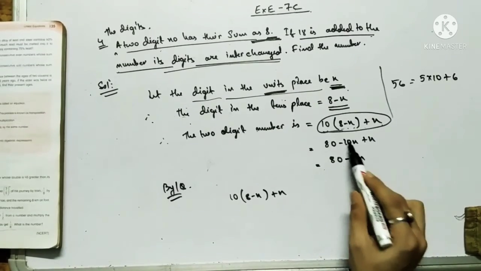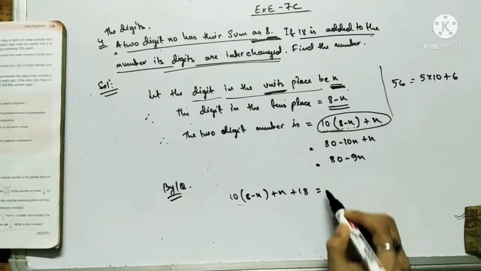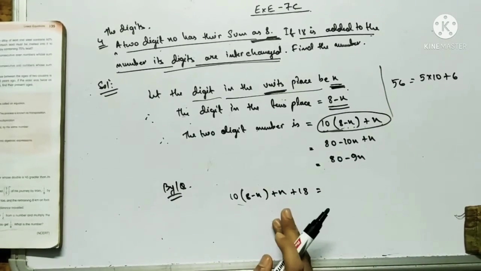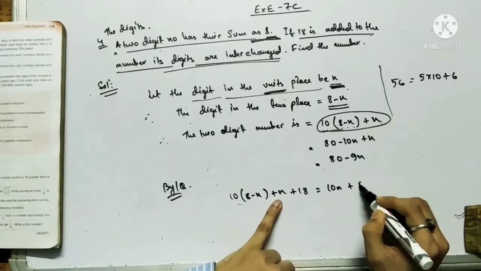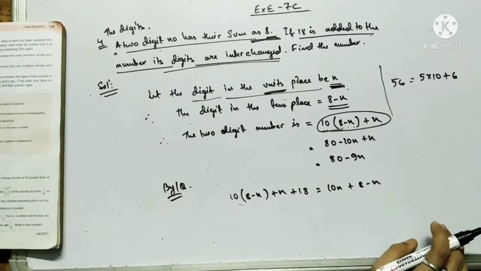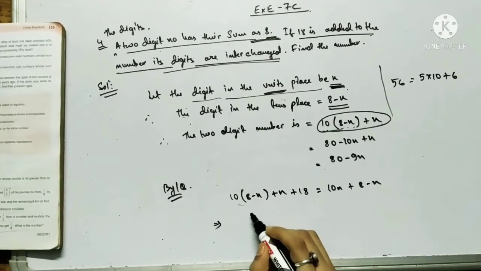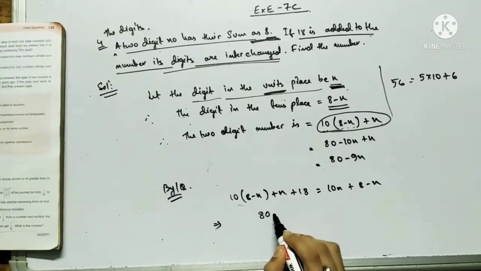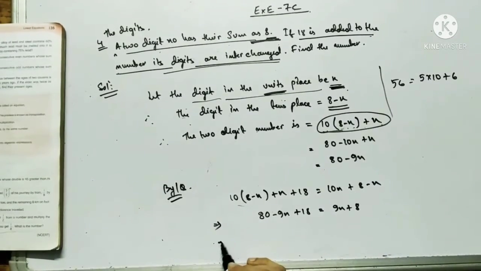Okay, so I have solved it. This is the two-digit number, and if I add 18 to it, the digits of the number are interchanged. That means it becomes 10x plus 8 minus x. So now you see, this will be 80 minus 9x plus 18, and this will be 9x plus 8.